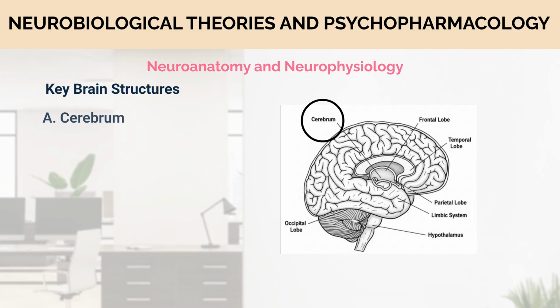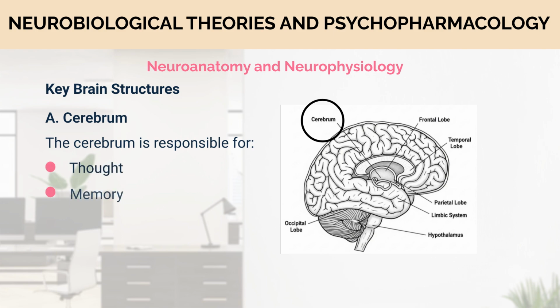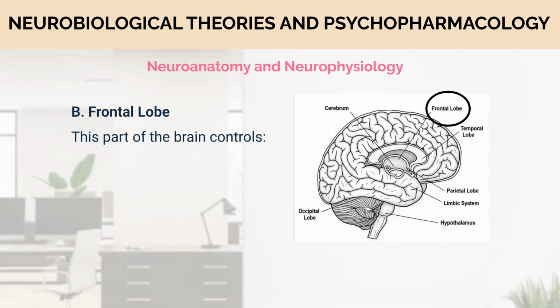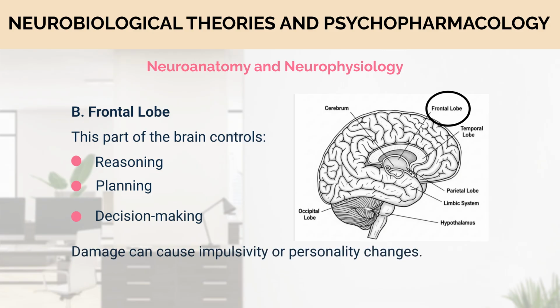First, the cerebrum. The cerebrum is responsible for our thought, memory, emotions, and judgment. Next is the frontal lobe. This part of the brain controls reasoning, planning, and decision-making. Damage can cause impulsivity or personality changes.